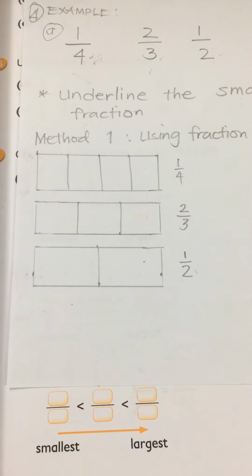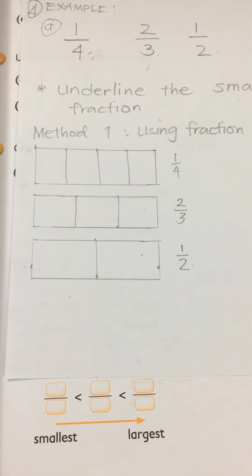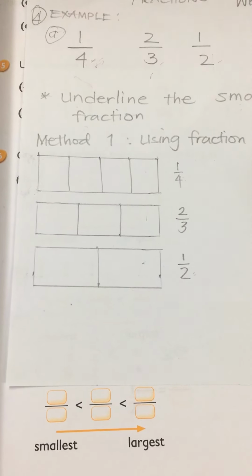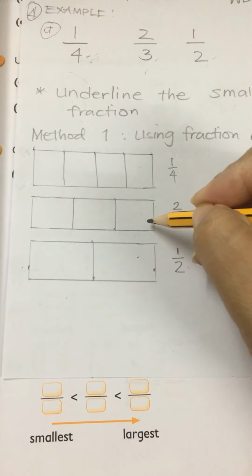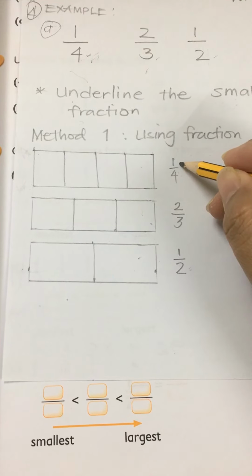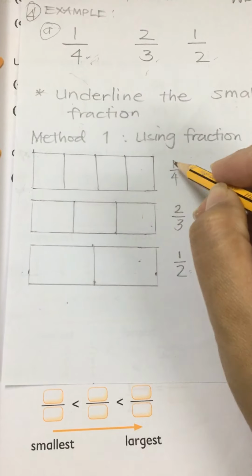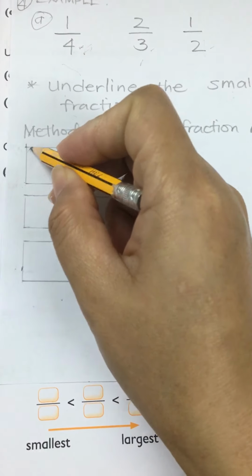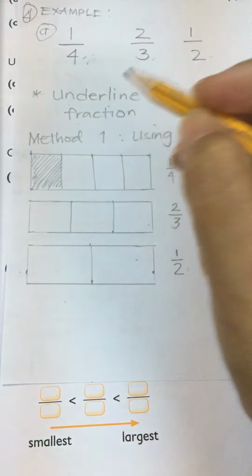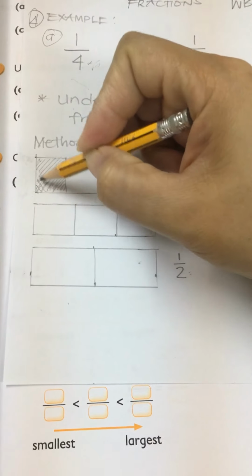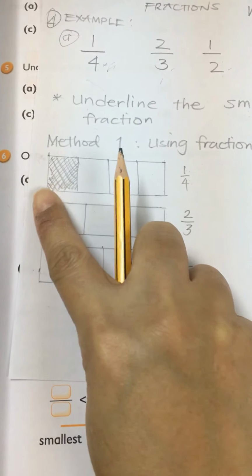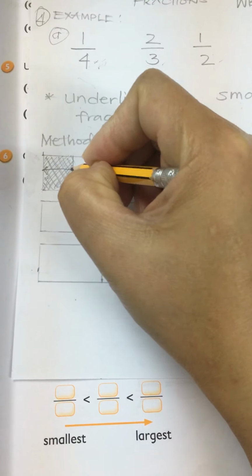So you will see the difference between the dividing or the splitting of the box. Here we have 4 parts, 3 parts, and then 2 parts. Let's start with the 1/4. Since this is 1/4, we divide it into 4, and then we are going to shade 1 part only. So 1/4 is this big, or the value of the 1/4. How big it is, it will be like this, starting from here until here.